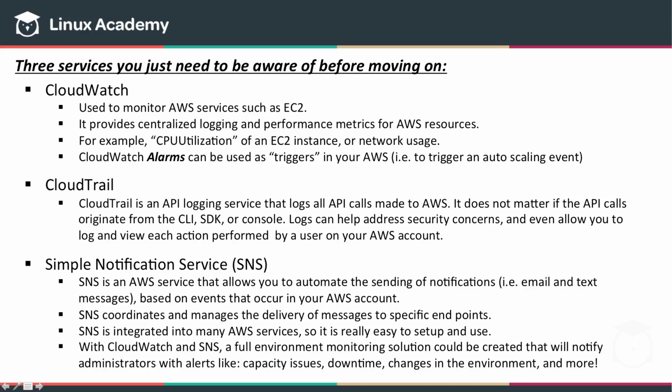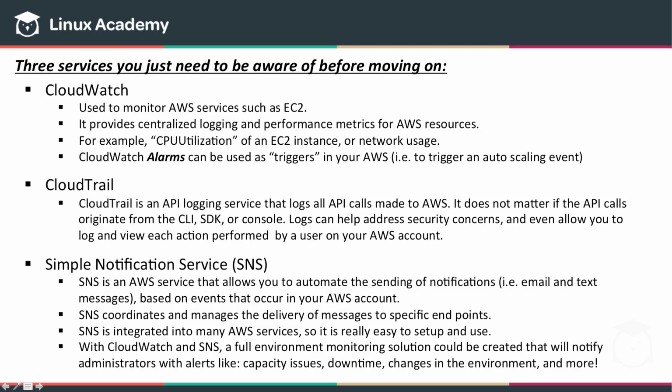Next is CloudTrail, and CloudTrail is an API logging service that logs all API calls made to AWS. Now, it does not matter if the API calls originate from the CLI, SDK, or console. Logs can help address security concerns and even allow you to log and view each action performed by a user on your AWS account.